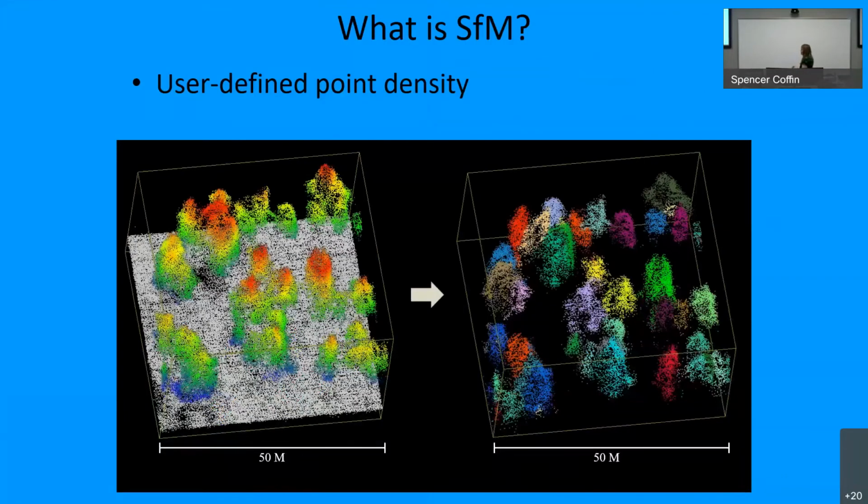And here is another example of the structure from motion LiDAR data. This is just in the raw format where we're coloring the individual points by height. But then here, I'm showing an example of individual trees that are delineated from that LiDAR. One thing that's important about the structure from motion data, or SfM data, is that you can generate that kind of data set at a user-defined point density. So it becomes a much higher resolution data than a true LiDAR.